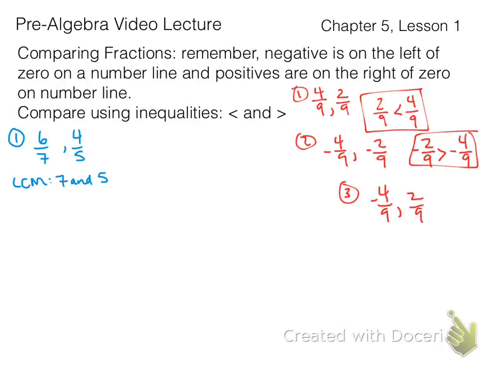Well, positives are always bigger than negatives. So there you go. All right. Now, all of those examples had a common denominator of 9. What if they don't have a common denominator?